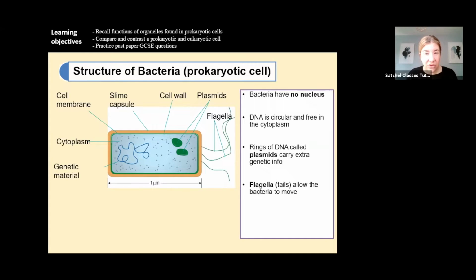Flagella allow the bacteria to move, or are used for locomotion, which is a really nice word. And the slime capsule protects the bacteria. Again, if you're writing this down, I'd recommend that you pause this video now and write down some of those key points. We'll put this into practice shortly in terms of GCSE past paper questions. If you're keeping a concise bunch of notes together for biology, please do take the time to write some of this down.